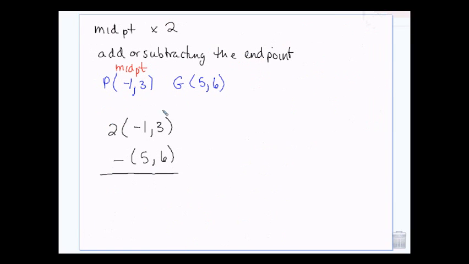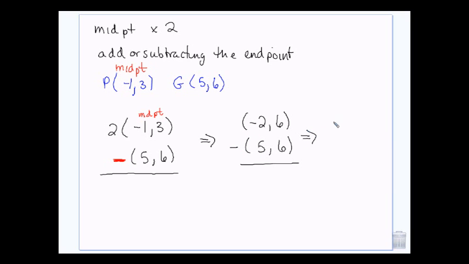What you're going to do if you're going to do it non-algebraically is take your midpoint. This is the midpoint. You're going to multiply it by 2, and you're going to subtract the other point from it. When I multiply the midpoint by 2, I get negative 2, 6. Minus 5, 6. Negative 2 minus 5.